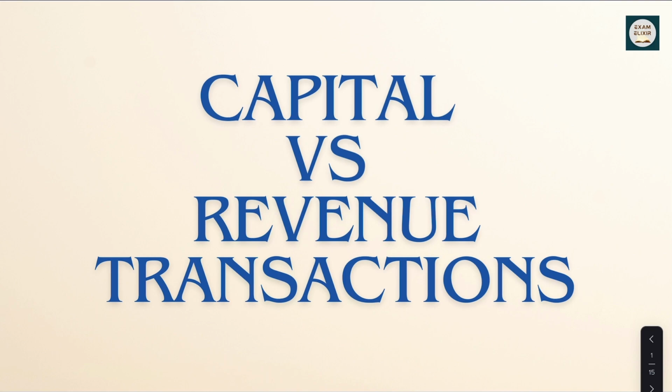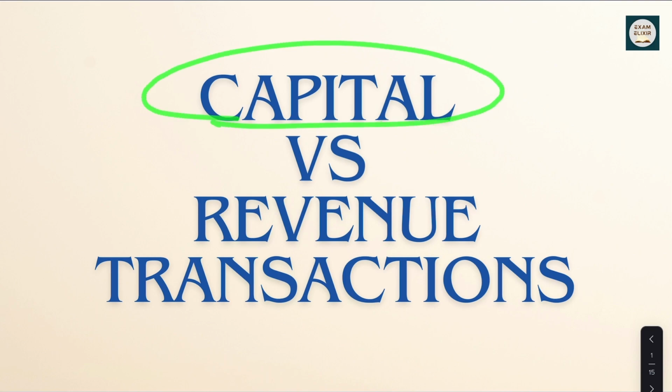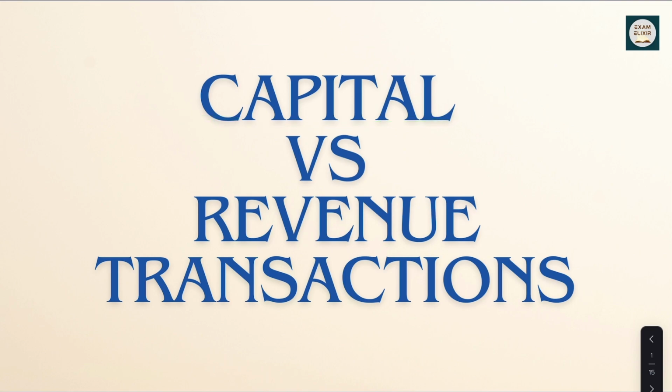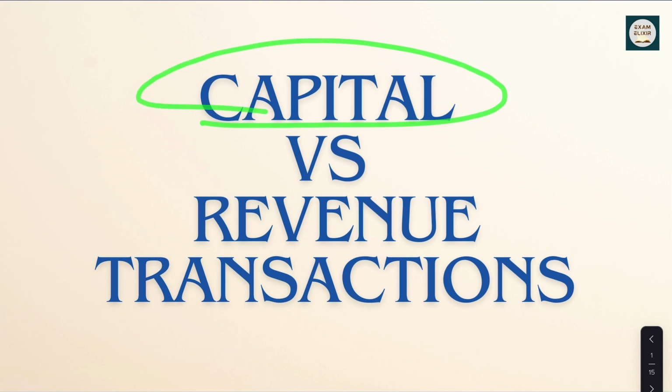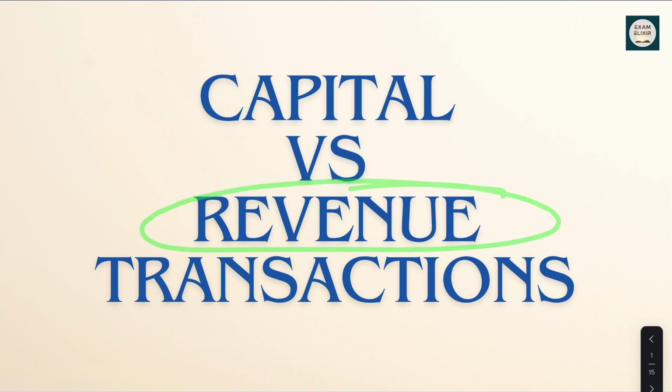Before understanding what is capital transaction, or before understanding what are capital expenditures and capital receipts, we have to understand two important terms called assets and liabilities. Once we understand what are assets and liabilities, then it becomes very easy to understand what is capital transaction. And once you understand what is capital transaction, then anything which is not capital transaction is a revenue transaction. So let us understand what are assets and liabilities.